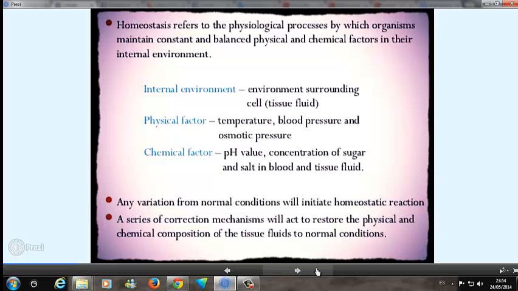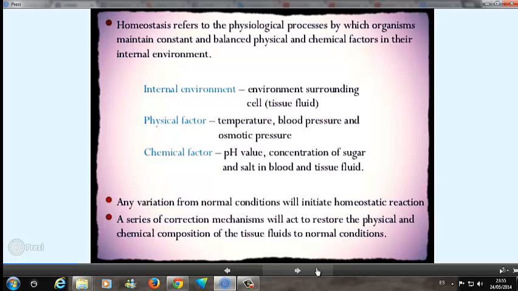Homeostasis refers to the physiological process by which organisms maintain constant and balanced physical and chemical factors in their internal environment. The internal environment is the environment surrounding cells, the tissue fluid. Physical factors: temperature, blood pressure, and osmotic pressure. Chemical factors: pH, and the concentration of sugar and salt in blood and tissue fluid.